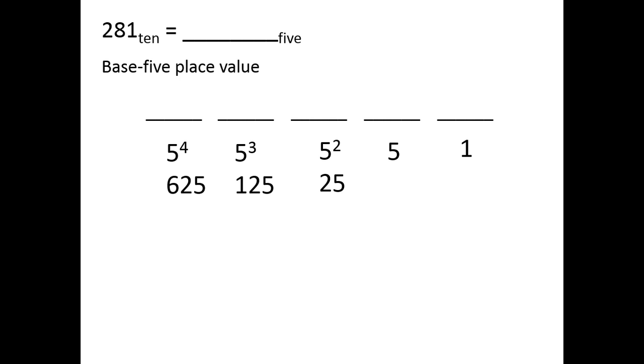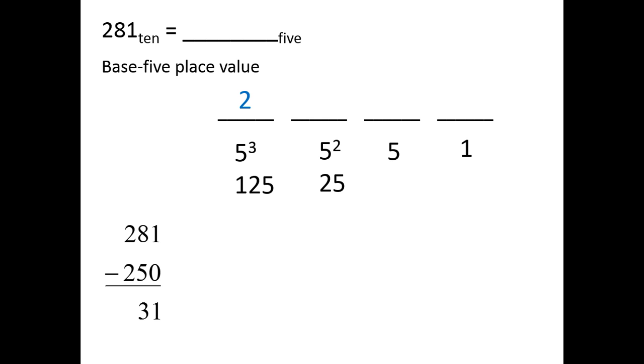So let's start with the 4th place from the right, the 125's place, and look at how many times we can find a group of 125 within 281. Well, that would be twice, because 2 times 125 is 250. So if we take 250 of these items and group them together, we have 2 groups of 125, which means we still have 31 left to regroup into groups of 5 or 25.